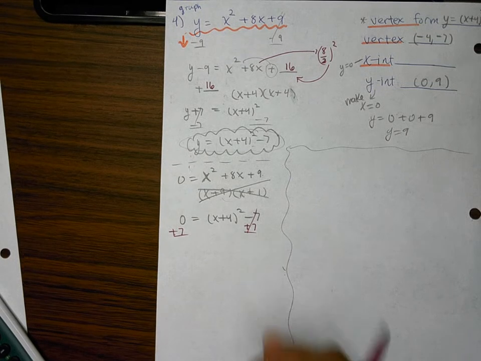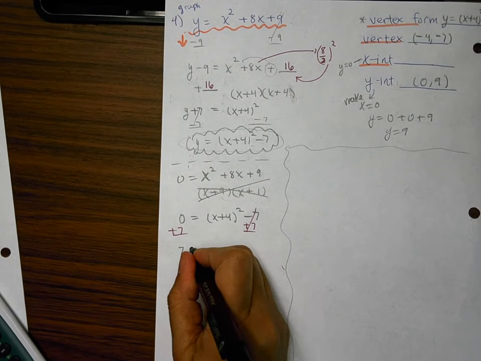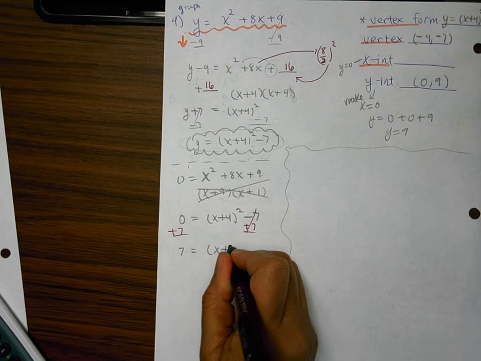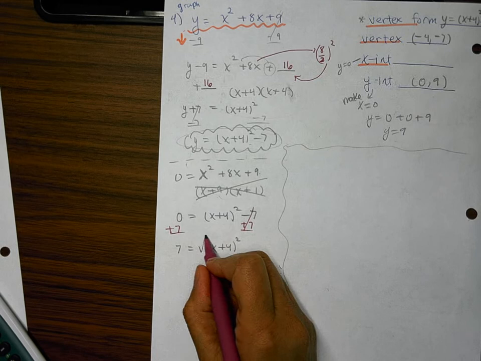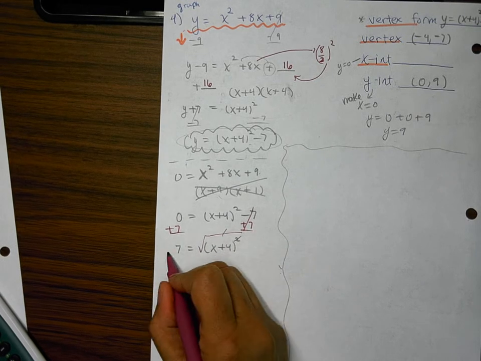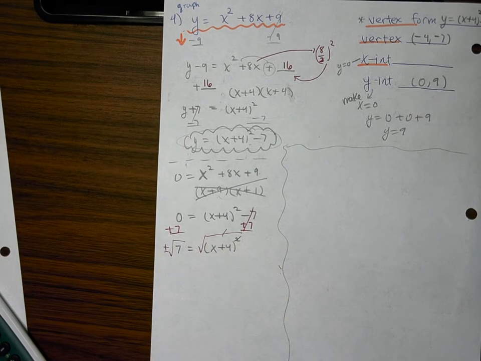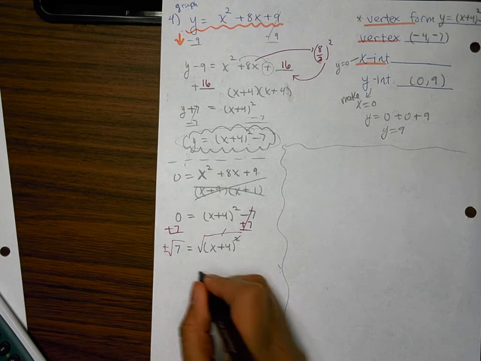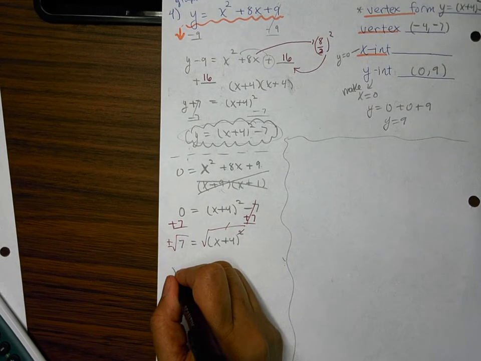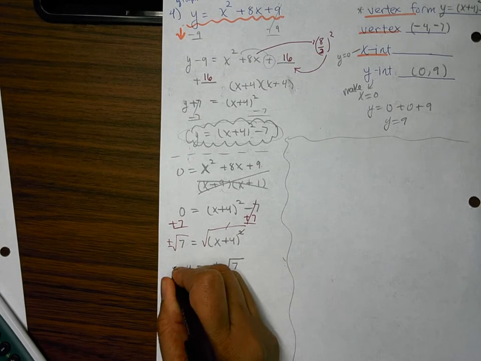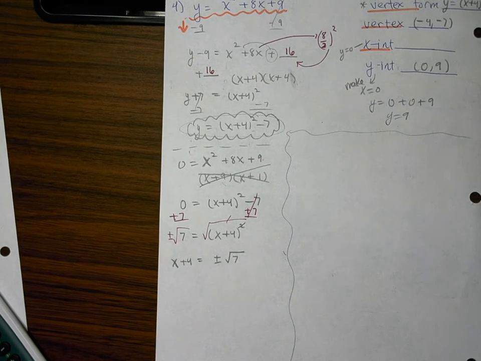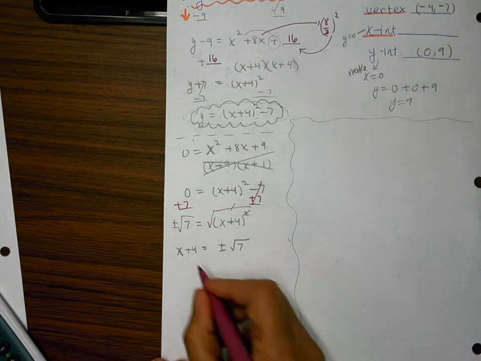And 0 plus 7 is 7, equals the quantity of x plus 4 squared. We square root both sides because inverse operations undo each other. Don't forget your plus or minus. And I'm going to flip it around. I'm going to put x plus 4 on this side equals plus or minus root 7 on the other side, just because that's how my brain processes the problem.